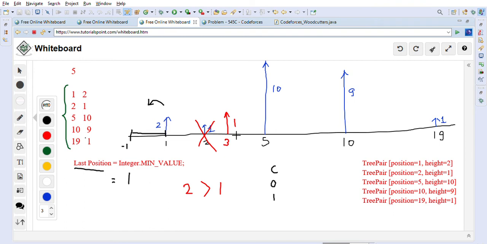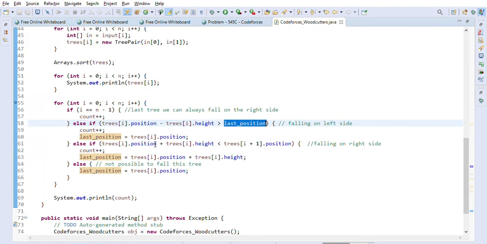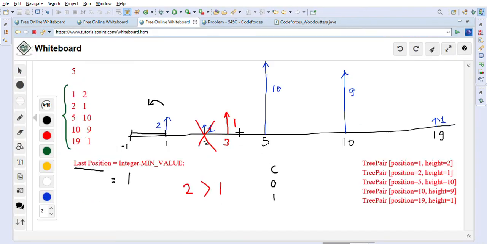If this is the case, in that case we will increment the count because we are able to fall on the left side, and we will update the last position to where the tree is standing, right? Where the tree is standing at 3, so the last position will be updated to 3, correct? Because the segment after falling will be from 2 to 3 basically, right? So the last position will be 3 in that case. So we have seen that, let me revert it back now.